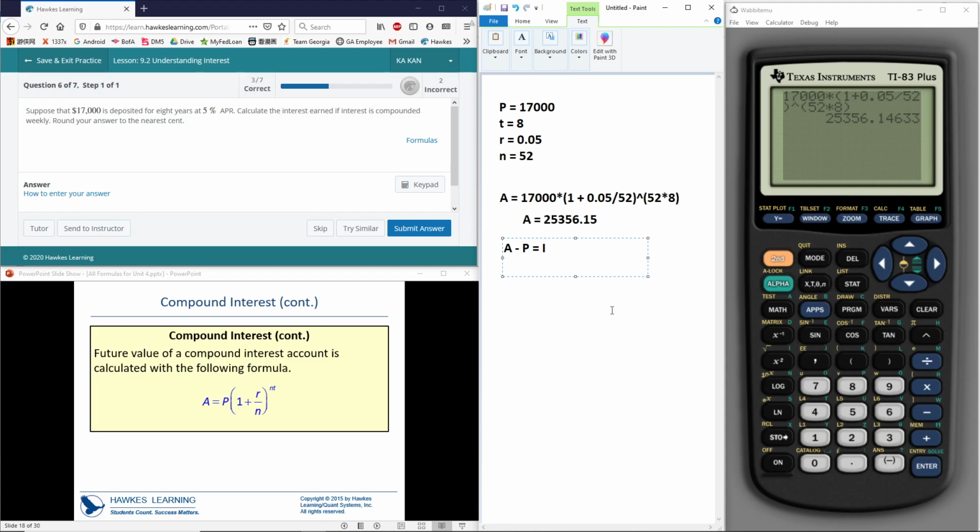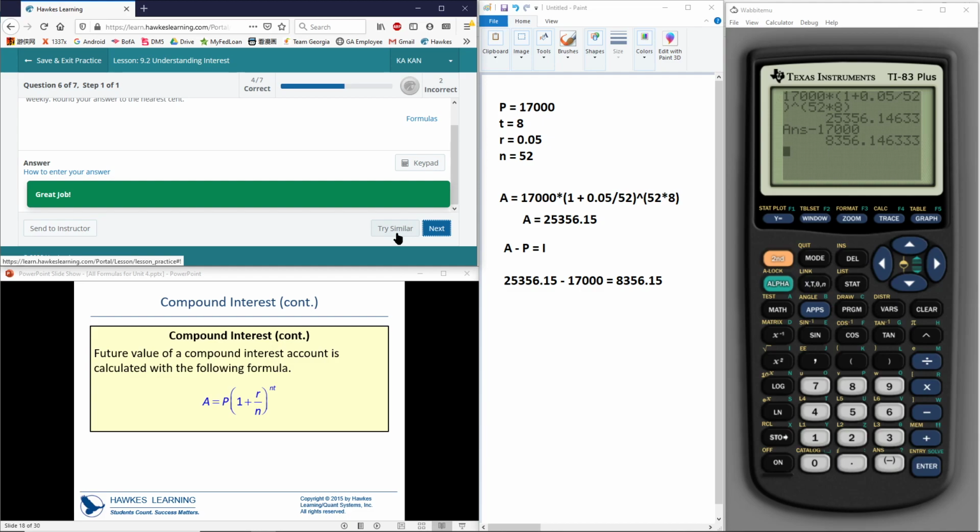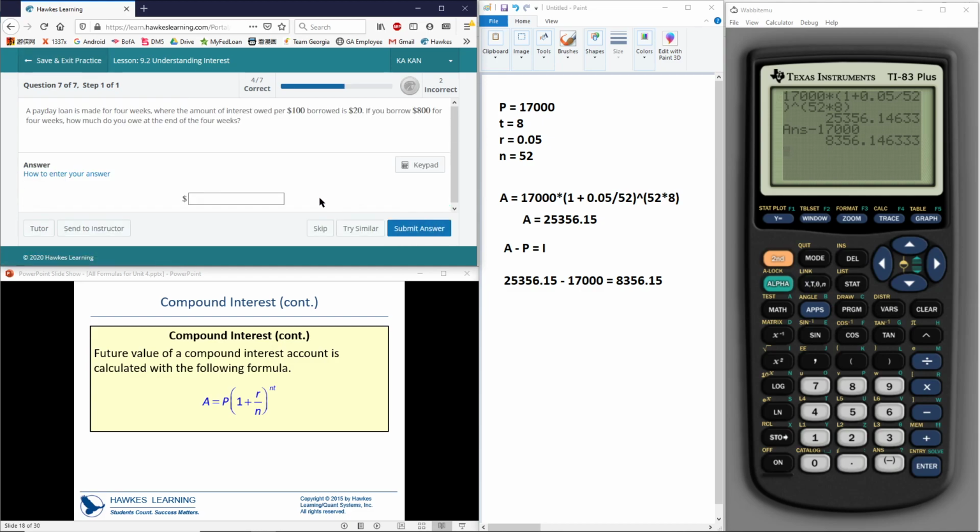So that will be 25,356.15 minus 17,000 equals, and I don't even know what that equals. So I'll put it in the calculator. Now you can just put minus, and then 17,000 like that. And that just means the answer from the last problem. So I got 8356.15 basically. And that's the answer. That's how much interest you generate over the 8 years. Done. So yeah, not too bad.